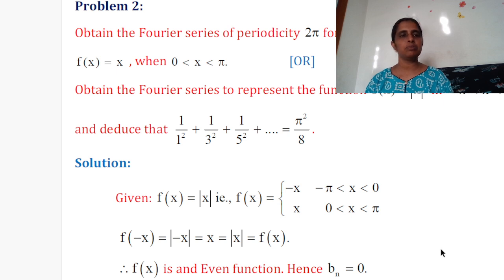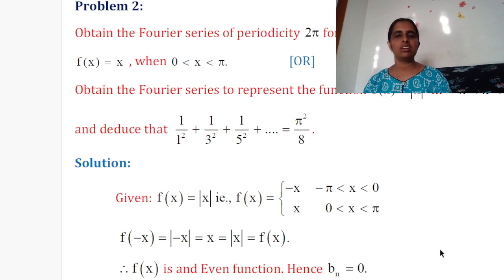Now we go to the problem. Obtain the Fourier series of periodicity 2 pi for f of x equal to minus x when minus pi is less than x less than 0, and f of x equal to x when 0 is less than x less than pi. Otherwise, obtain the Fourier series to represent the function f of x equal to modulus of x in the interval minus pi less than x less than pi, and deduce that 1 by 1 square plus 1 by 3 square plus 1 by 5 square and so on equals pi square divided by 8.